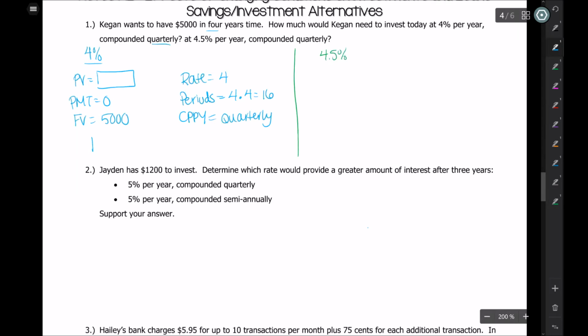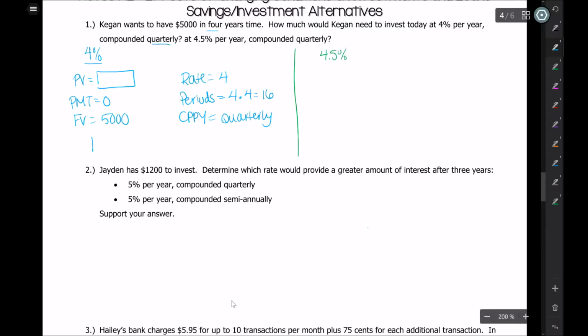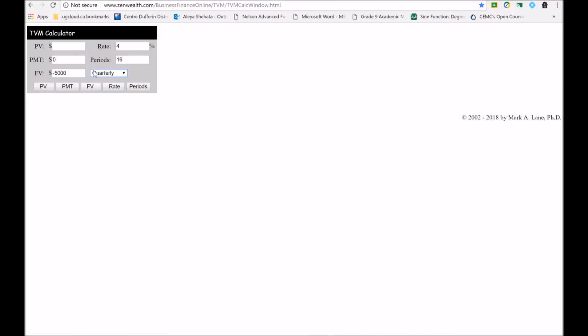So let's go ahead and plug in that information. Our present value is unknown. We know our rate is 4%. Our PMT is 0. There are 16 periods, and we want the future value to be 5,000. Don't forget that we need to plug it in as a negative. And we know that it's being compounded quarterly. So we fill in that information, and we want to calculate our present value.